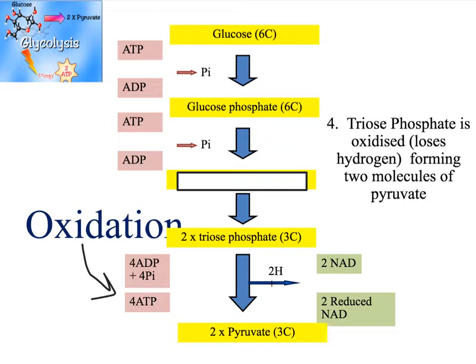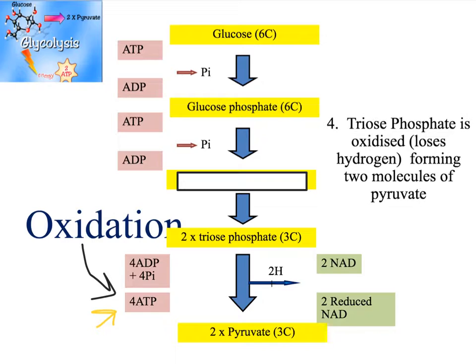And after two triose phosphates are produced, it's then oxidized, which means it loses hydrogen and it forms two molecules of pyruvate. So let's talk about the particular steps there, because there's quite a bit going on there, as you can see in the diagram.